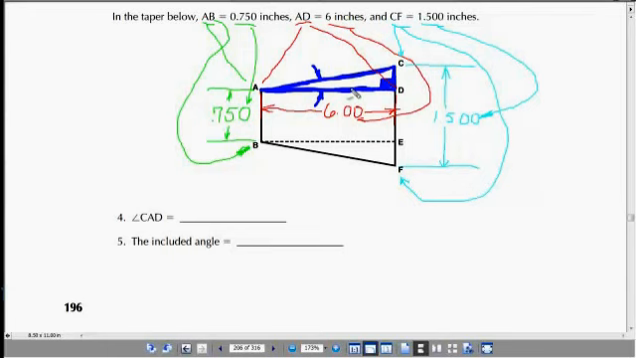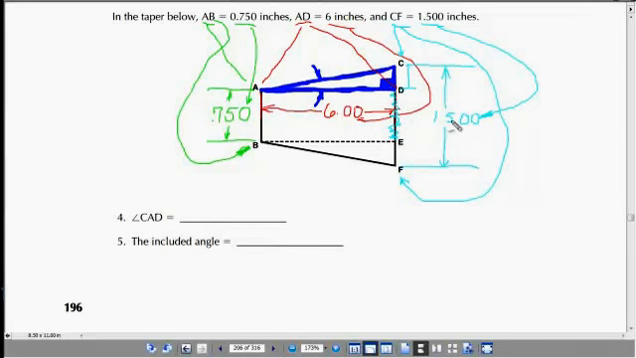Now, in order to solve for this, what we need to do first is come up with what this opposite side is, this distance from here to here. So we do that by taking 1.5 minus 750 thousandths. We know that we have a distance from here all the way down to here of 1.5 inches. We know that this whole distance here is 750 thousandths, right?